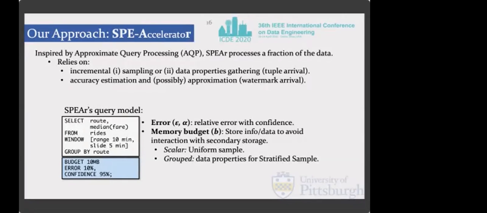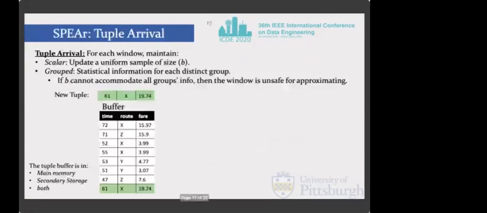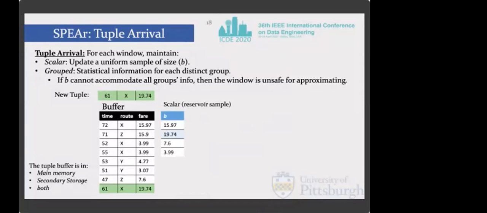When a window is complete, SPER estimates approximation accuracy given a memory budget. In case the accuracy standard is not met, then SPER processes the whole window. Each worker carries a buffer B for each window. A new tuple is stored either in the main buffer, the secondary buffer, or both. For scalar operations, a worker maintains a uniform sample with the values participating in the aggregate operation. In our example, for each window that a tuple participates in, a reservoir sample of size B is updated accordingly.